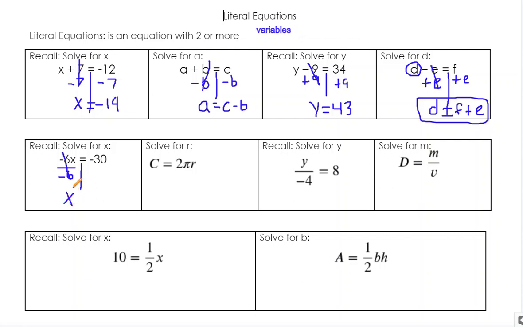That's what I'm looking for. And I got to do the same thing to the other side. Negative 30 divided by negative 6 would give me a positive 5, because a negative and a negative make a positive. 30 divided by 6 is 5.